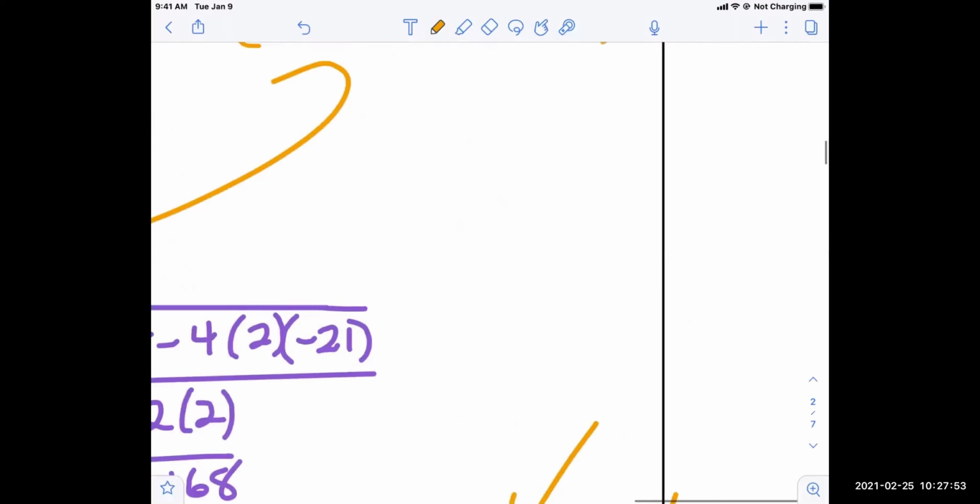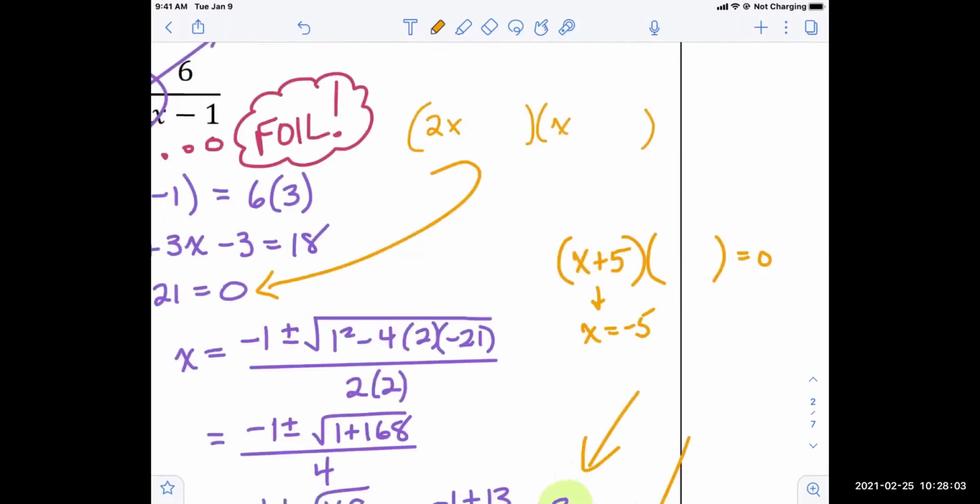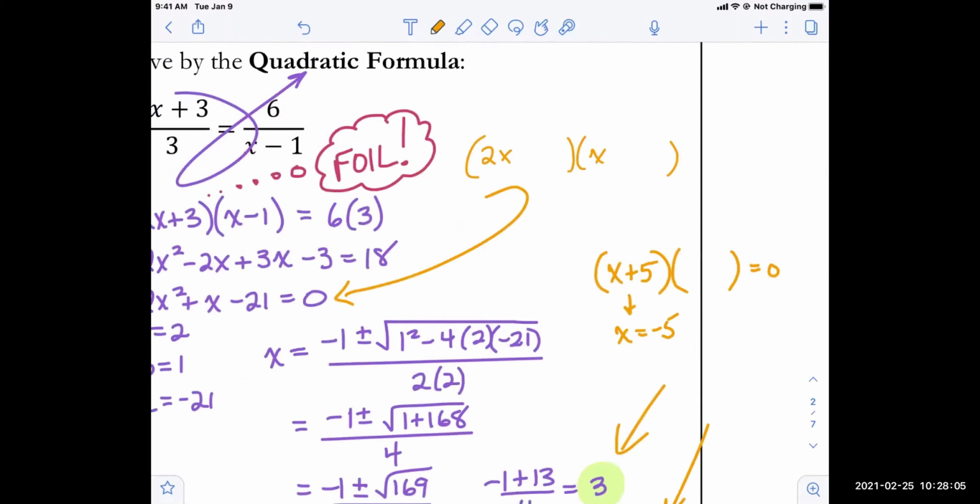Like if it factored down to be x plus 5 and something, that would tell you x equals -5, right? So if we got x equals 3, what is one of the factors? I mean, like x plus something, x minus something. What is this factor right here going to have to be, a plus or a minus? What does that have to be if it gives you x equals 3? -3. Yeah.